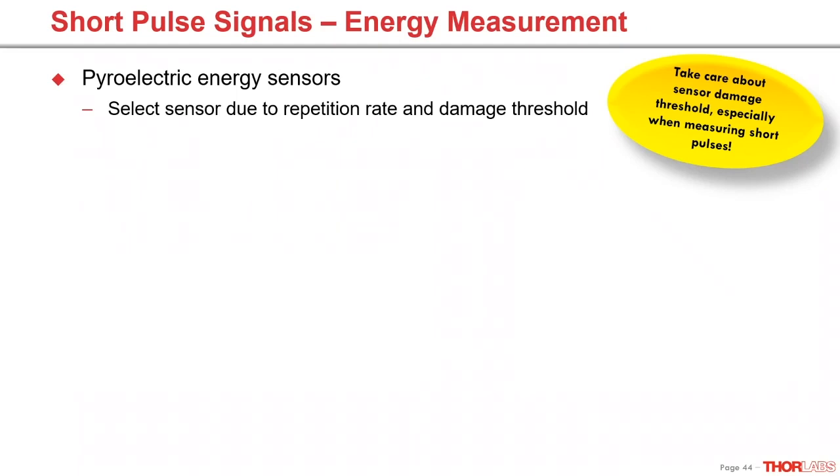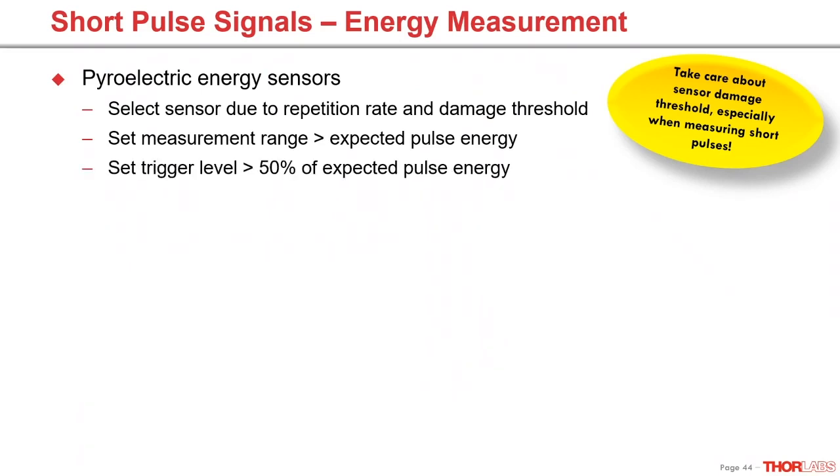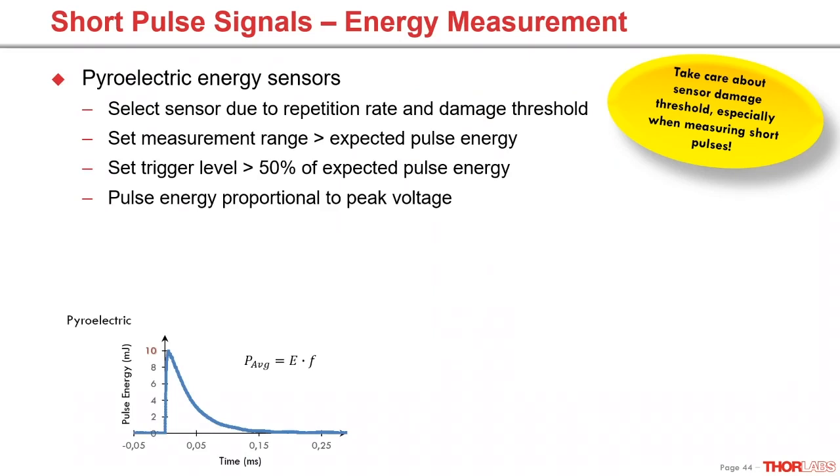Prior to starting an energy measurement, the expected pulses should be estimated to choose the right sensor due to the repetition rate and the damage threshold. Energy measurement works only in manual ranging. Therefore, set the measurement range to a value according to the expected pulse energy and a trigger level of approximately 50% of the expected pulse energy. The sensor then will directly give a reading of each pulse's energy value.